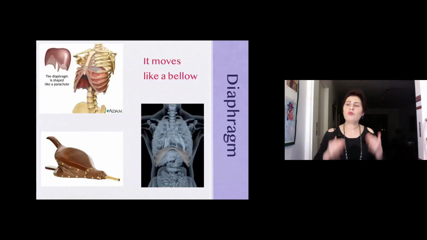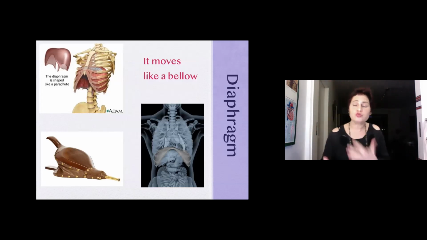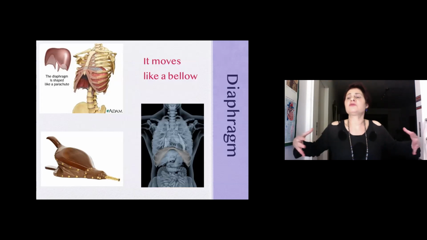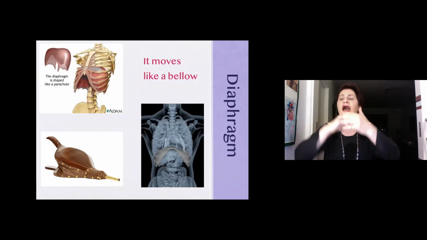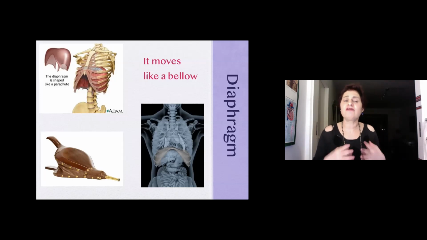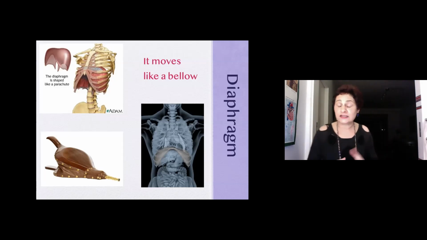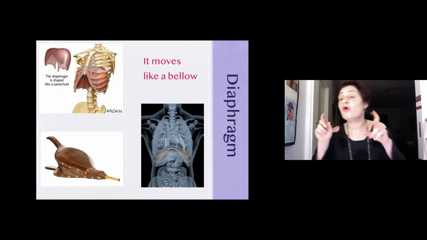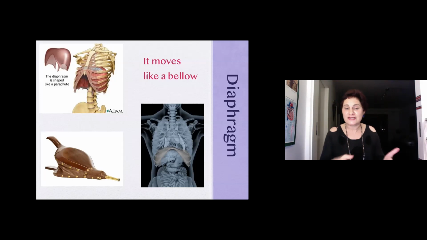Now, when we started to breathe, I asked you to notice what was moving. So you probably felt the rib cage expanding and contracting, but you also felt something going up and down. That's the diaphragm. It's shaped like a parachute, like a dome. It moves like a bellows. In fact, in yoga, we do have a bellows breath, which produces the same sound as a bellows.